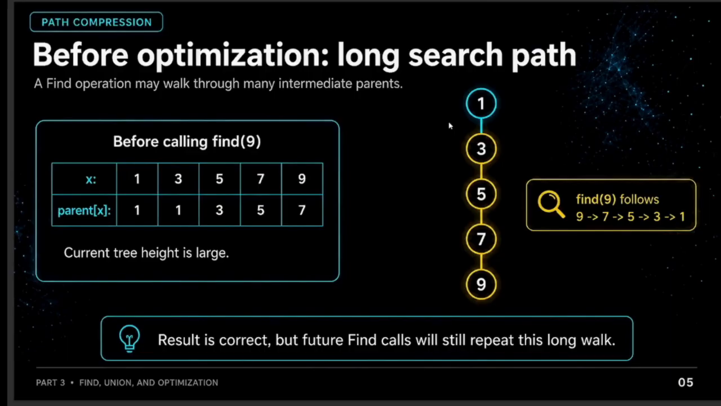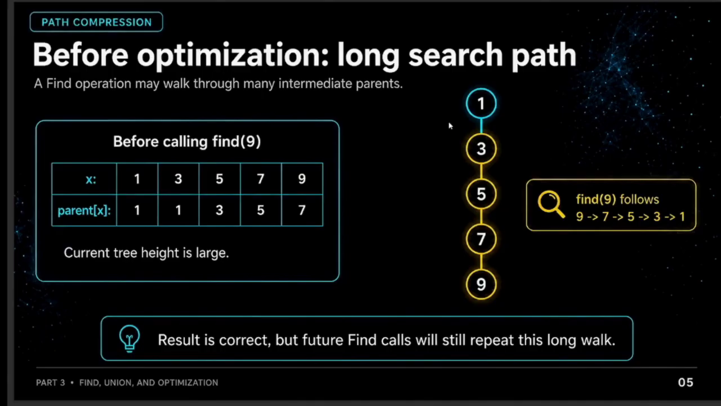Path compression. The first optimization is path compression. Here's the insight. Once we have done the hard work of walking up to the root, why not rewrite every node we visited to point directly to the root? That way, future searches on those same nodes take only one step. The code change is tiny. Instead of just returning the recursive call, we assign it back. Parent of B equal to find of parent of B.